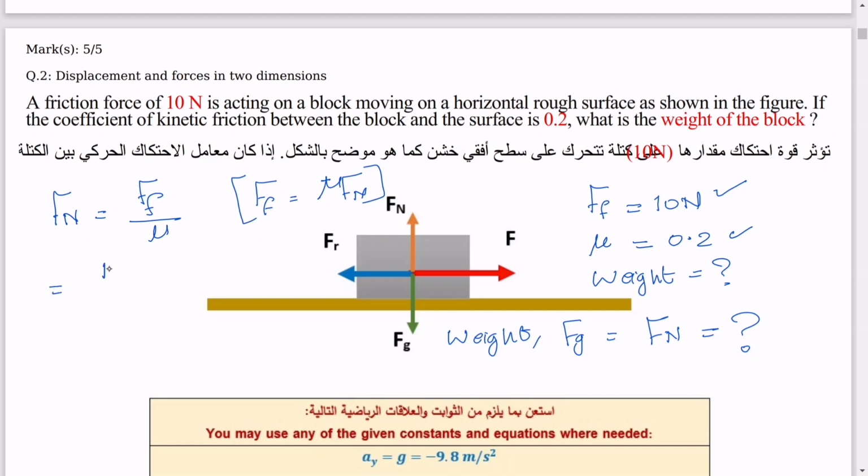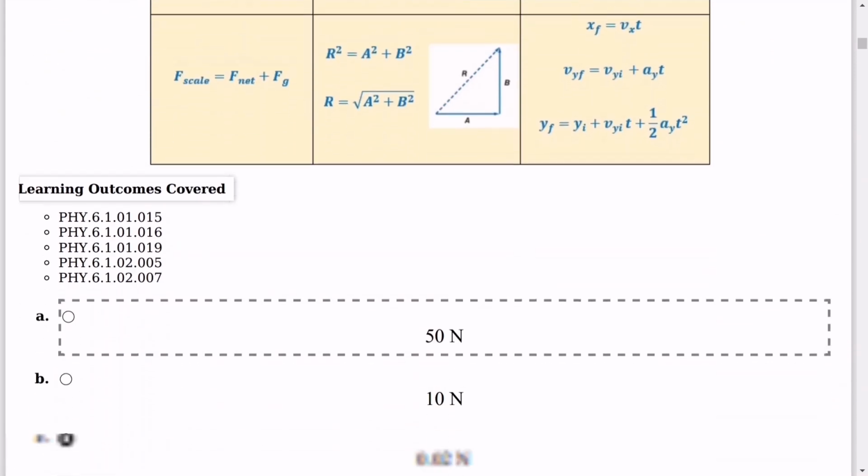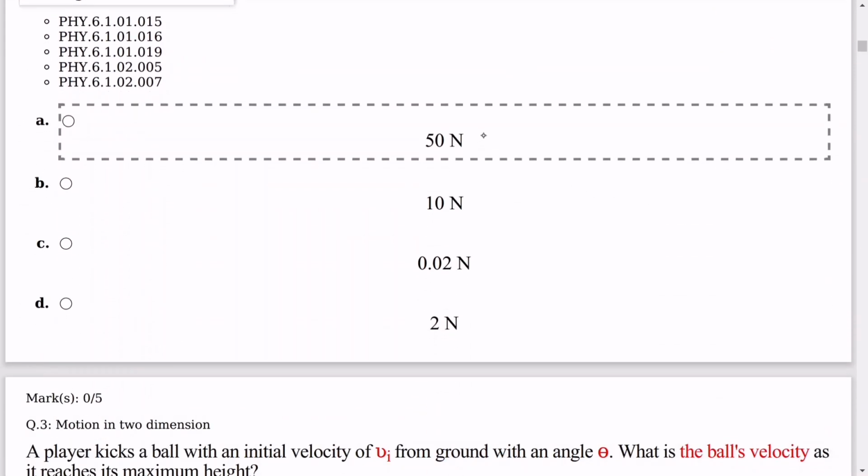Force of friction is 10 Newton and coefficient of friction is 0.2. So normal force is equal to 50 Newton. So what is the weight of the object? The weight of the object, that we represent as force of gravity, is equal to 50 Newton. Because if the object is on a horizontal surface, then weight is equal to normal force acting on that object. So our answer here is 50 Newton. 50 Newton is the correct answer.